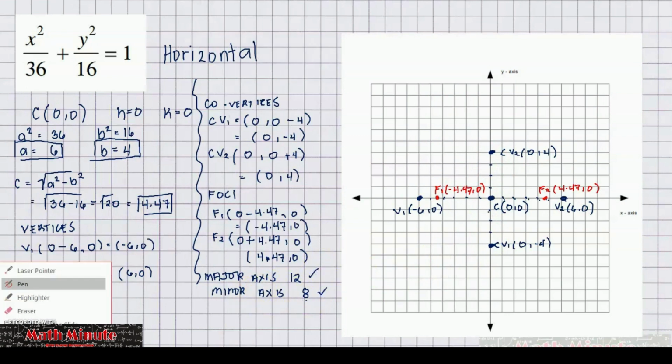Then to graph this, you just need to connect all of the vertices. You shouldn't include the foci in tracing your ellipse since it will only show you how elongated your ellipse will be. So this is now the graph of your ellipse, and these are the properties of your ellipse. Let's proceed with your second example.